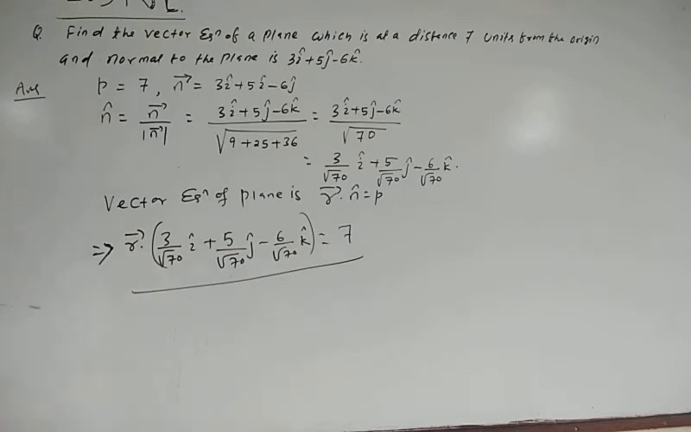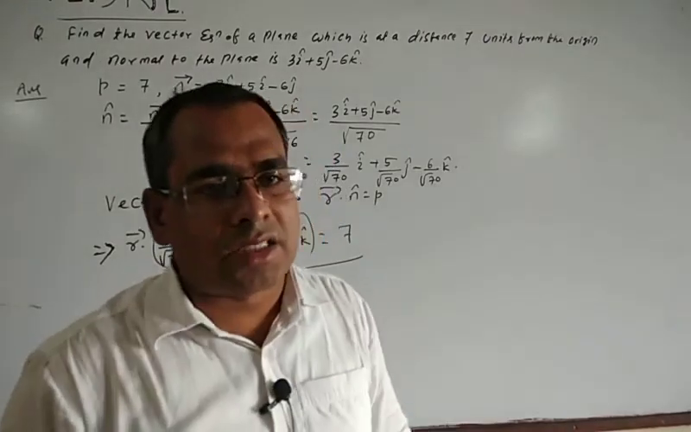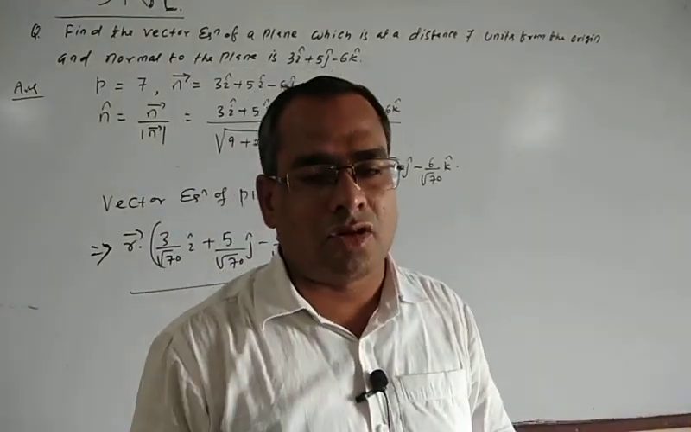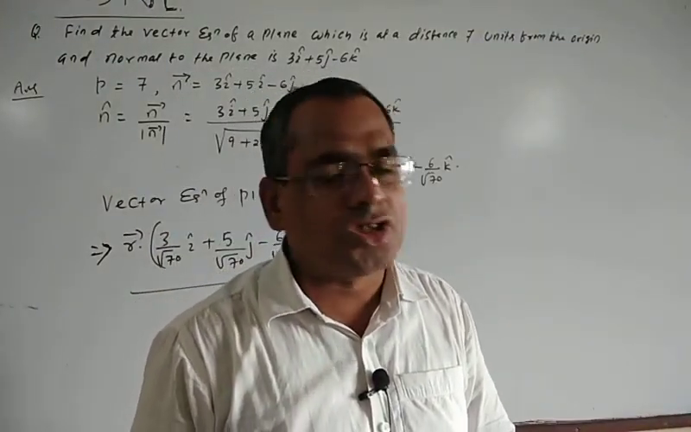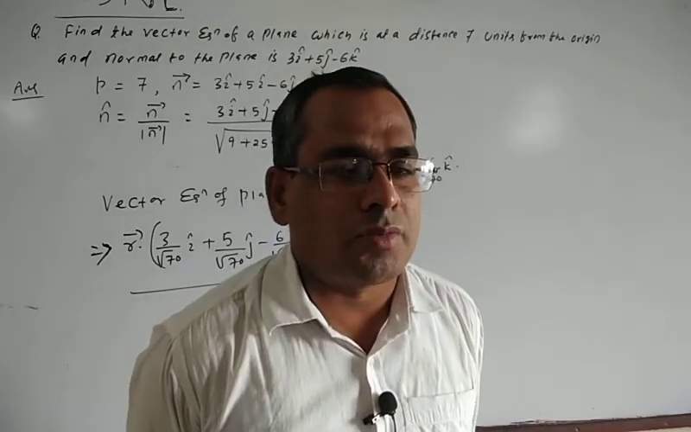If we convert into Cartesian form, then you take r vector is equal to x i cap plus y j cap plus z k cap. So this will be 3x by root 70 plus 5y by root 70 minus 6z by root 70 is equal to 7. This is the Cartesian form. So if the perpendicular distance and the normal vector are given, in such a case you have to find the equation of the plane in the vector form.